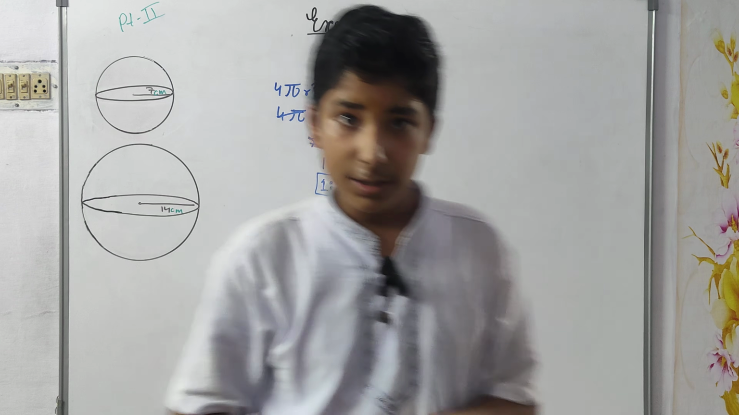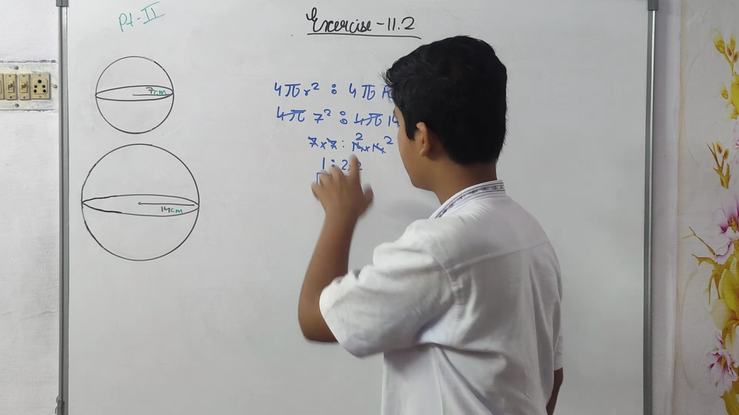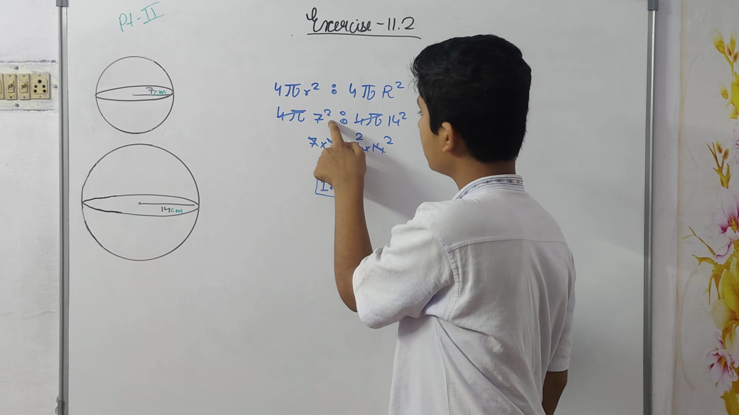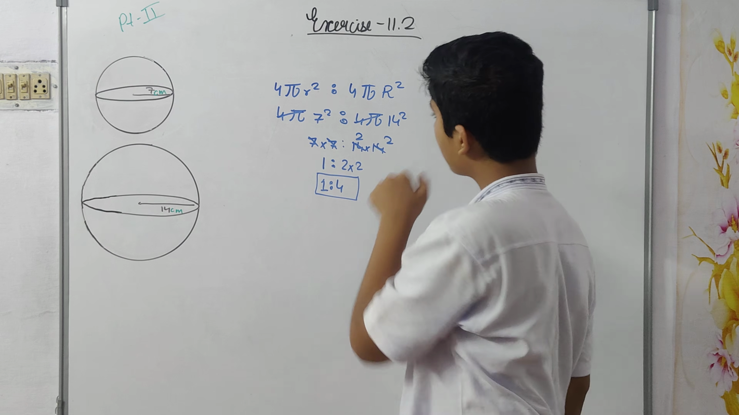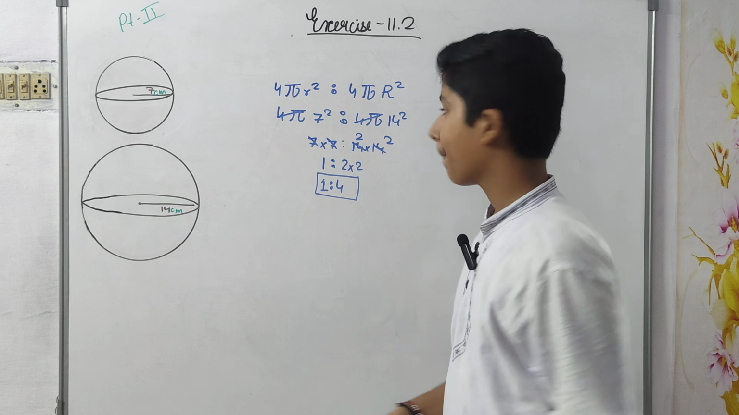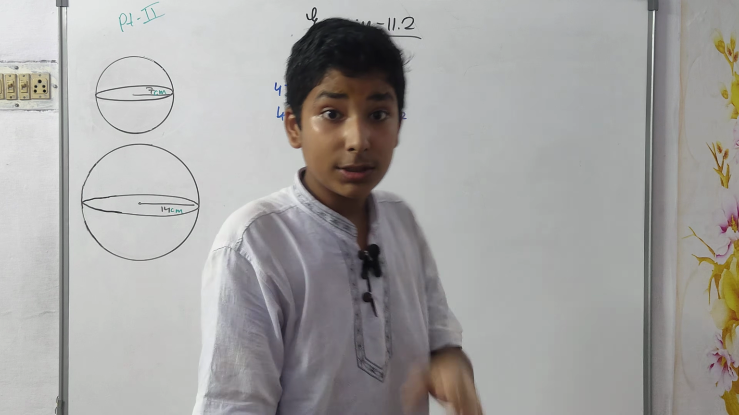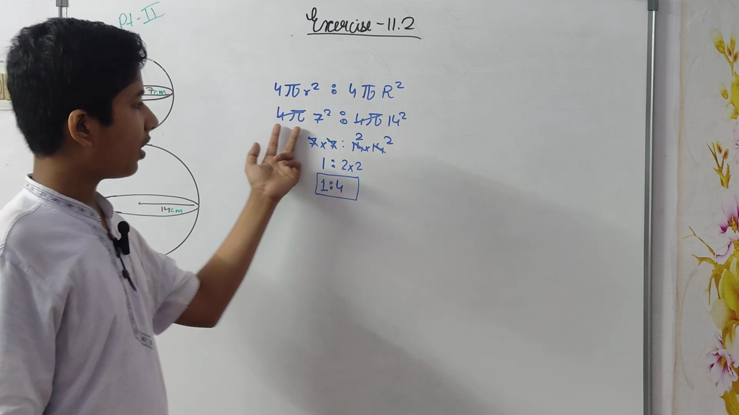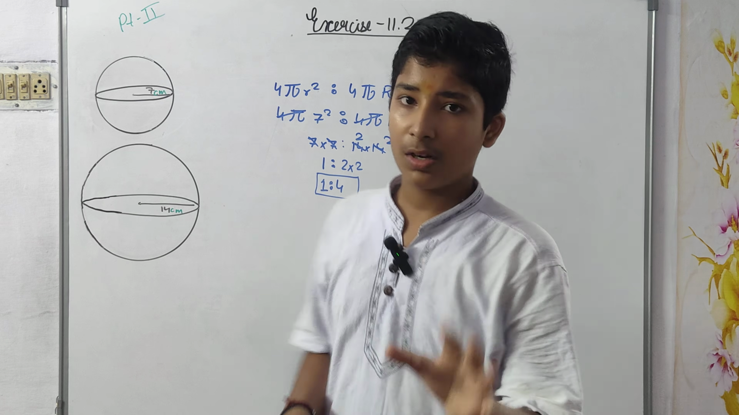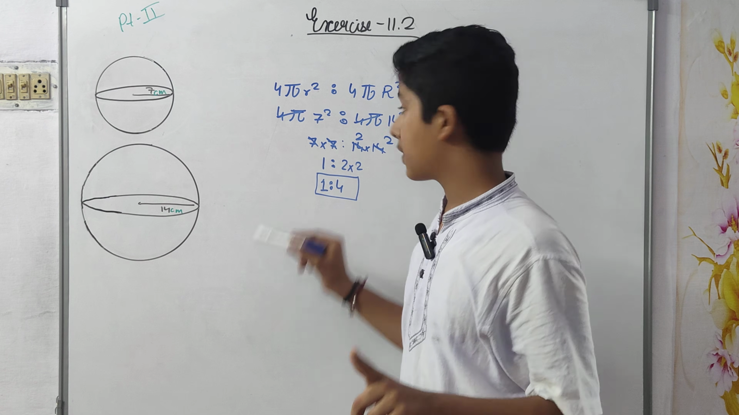I hope you would have understood. And see, over here maximum students make a mistake. See, it was 7 square and 14 square. They cancel square to square and the answer comes 1 is to 2. Instead of doing that, they just elongate the question by putting the values of 4 and pi. Okay, don't do this, just cancel this out, and the square won't get cancelled.